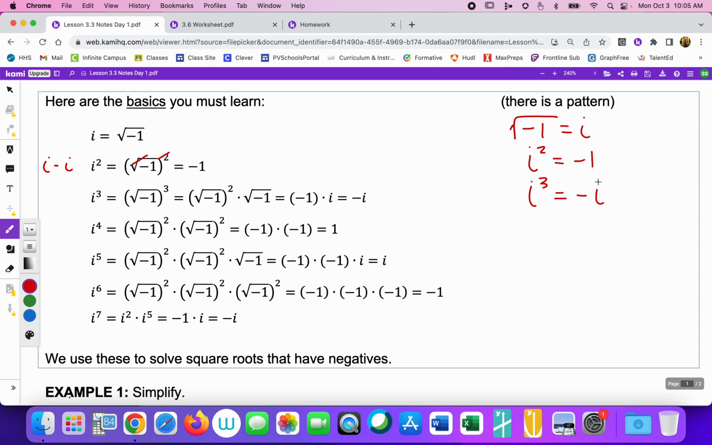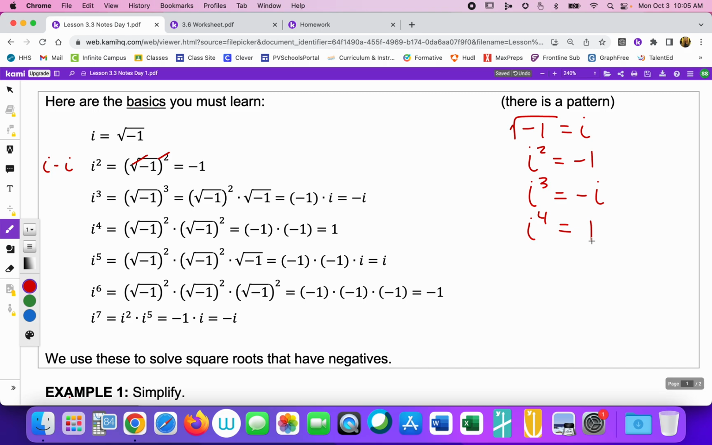It should not make sense yet. I'm not expecting it to. If you're looking at me like I have 3 heads, that's normal. i to the 4th is 2 i squareds. Since i squared is -1, -1 times -1 is +1. So that is why i to the 4th is equal to a +1.